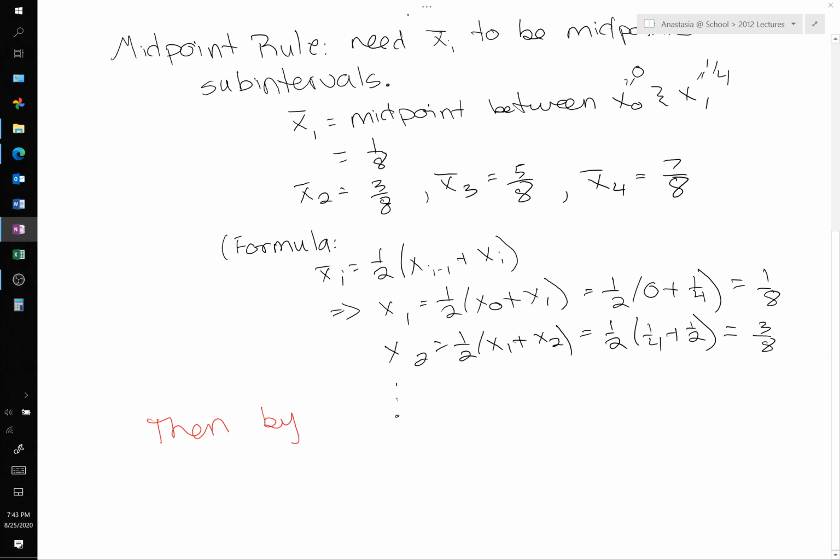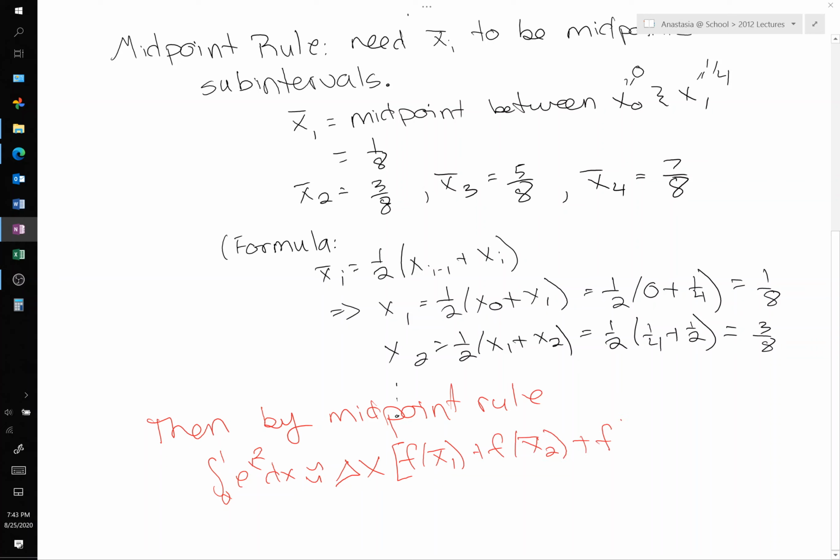Then, by the midpoint rule, the integral from 0 to 1 of e to the x squared dx will be approximately equal to delta x times f of x bar 1 plus f of x bar 2 plus f of x bar 3 plus f of x bar 4. So plugging in all of our information, delta x is 1/4. A good thing to point out here is that the function is whatever function we are integrating. So in other words, f of x is equal to e to the x squared.